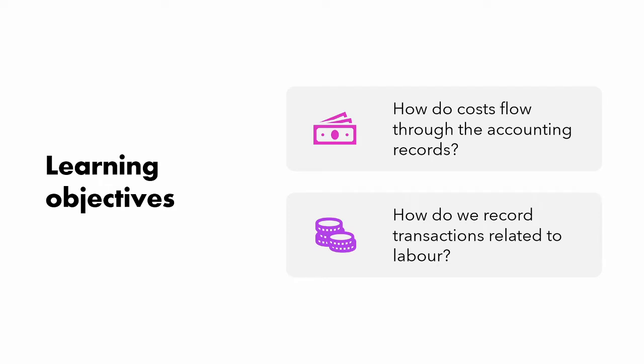In this video, as with our other videos, we will begin by briefly reviewing how our costs flow through the accounting records. We will then look at how we record transactions related to labor. We will also have a look at some of the key documents we use during this process.